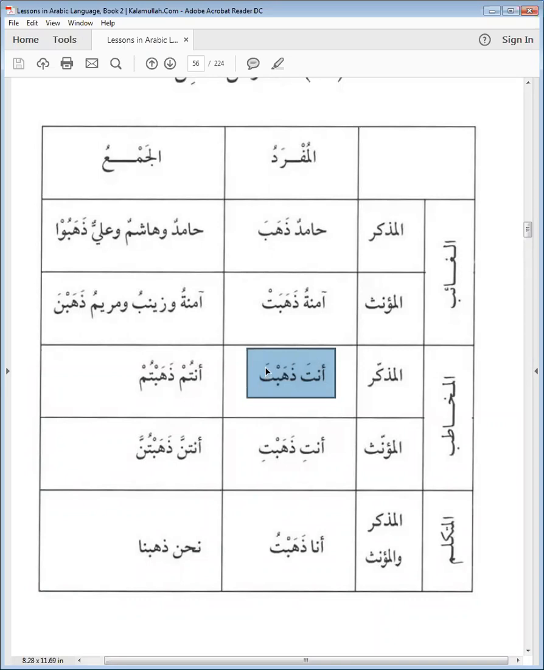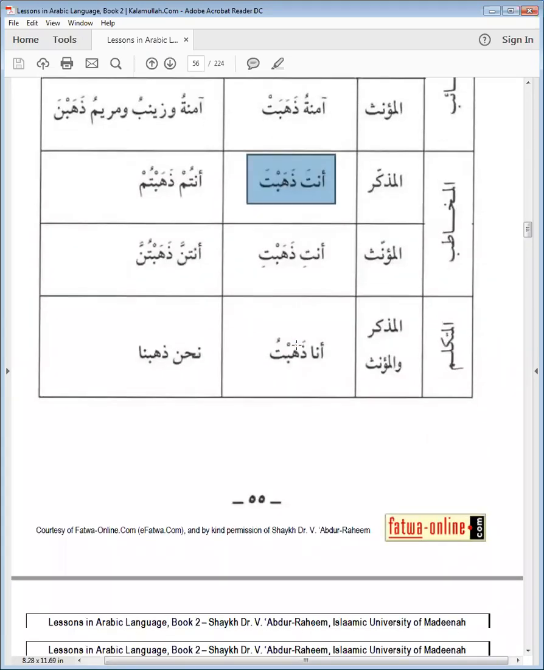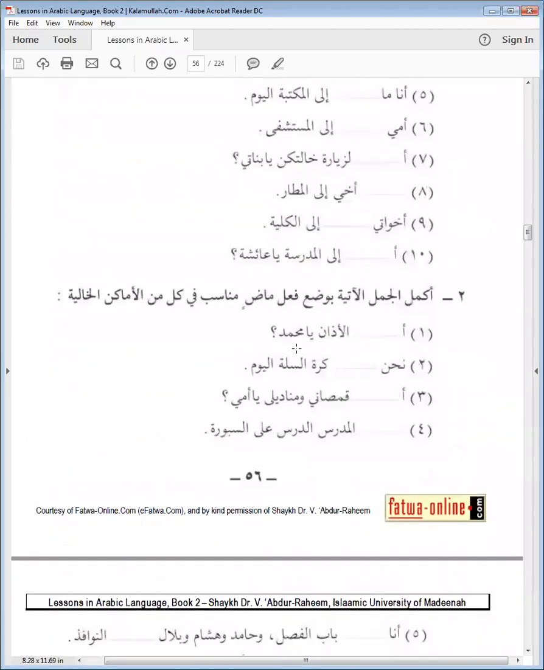You all notice that, right? Dhahabta, that ba has a sukun. Dhahabti, that ba has a sukun. Dhahabna, the ba has a sukun. Dhahabtu, again here, the ba has a sukun. So once we add on these pronouns, the ba has the sukun. So here now we have sami'ta al-adhana ya Muhammad.